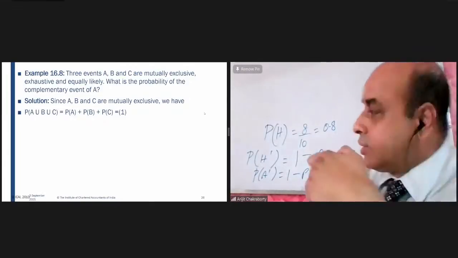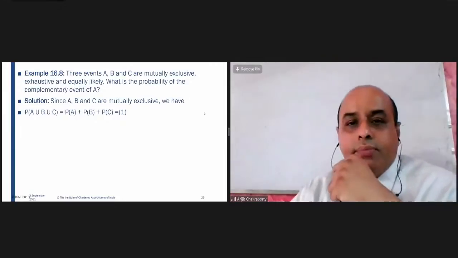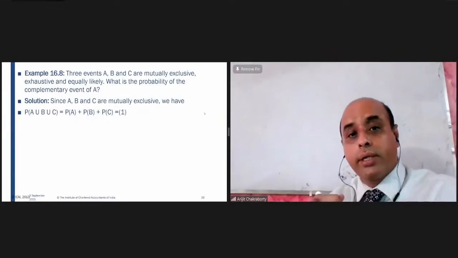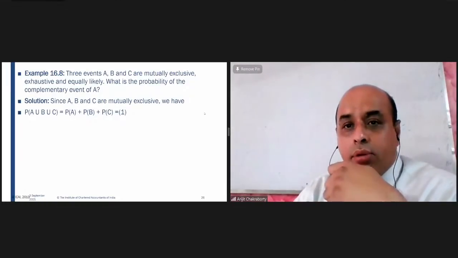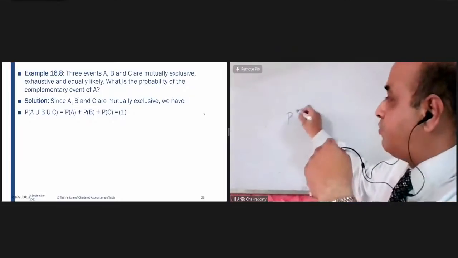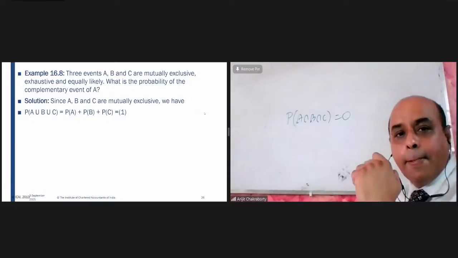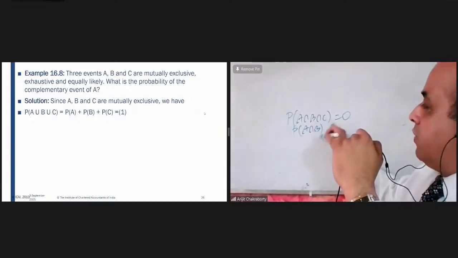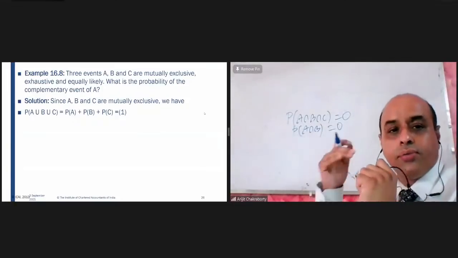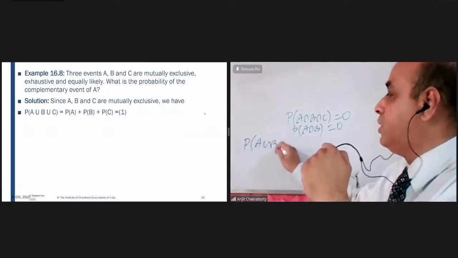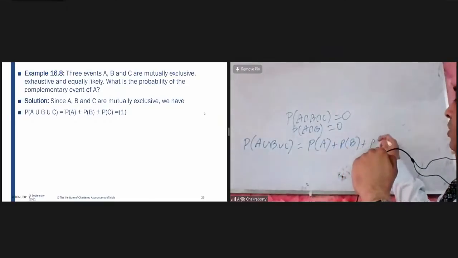So here, very systematically, the question has given the facts in the first line. Three events A, B, C are mutually exclusive. Very good. That means I can derive the equation. Since they are mutually exclusive, P(A intersection B intersection C) is 0. Similarly, P(A intersection B) is 0, B intersection C is 0, A intersection C is 0. So the formula becomes P(A union B union C) is just equal to P(A) plus P(B) plus P(C).